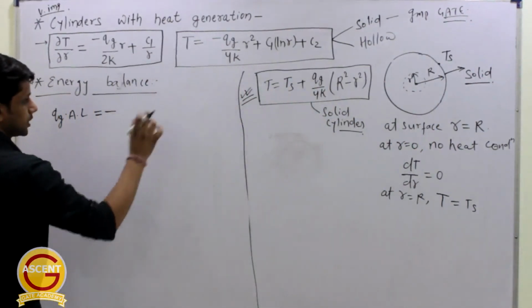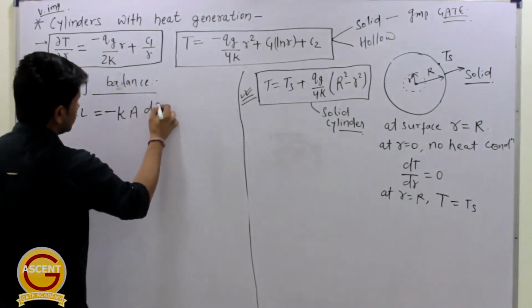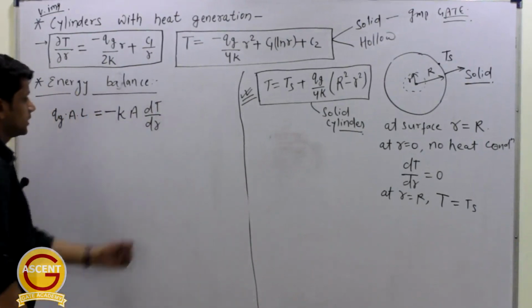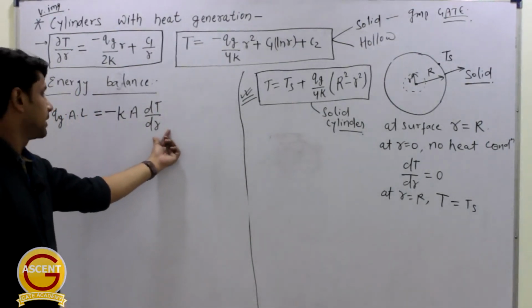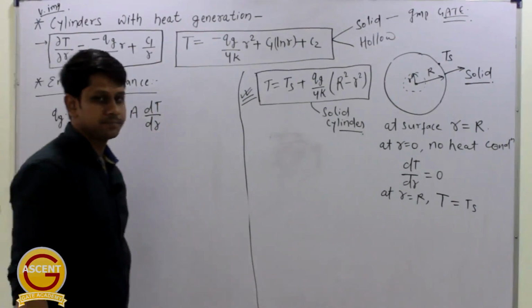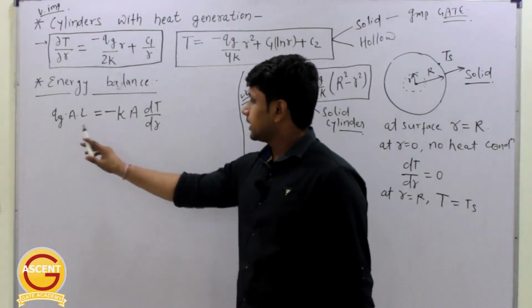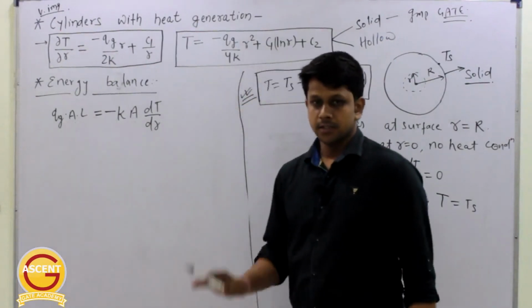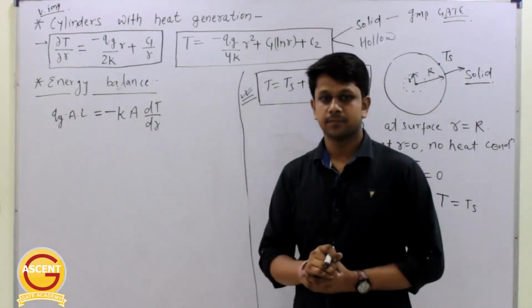So due to the conductive heat transfer, what will be the equation? It will be K A into dT by dr, right? Because here heat transfer is in the r direction, in plane slabs it was in the x direction, right? So we have taken r. Now my question is, can we cancel these two areas? Is it possible to cancel these two areas as we did in plane slabs?